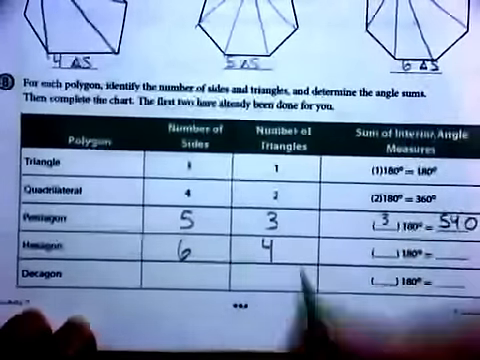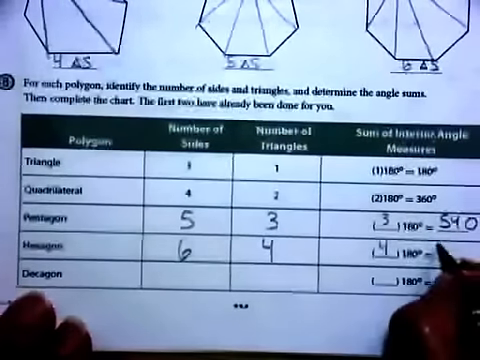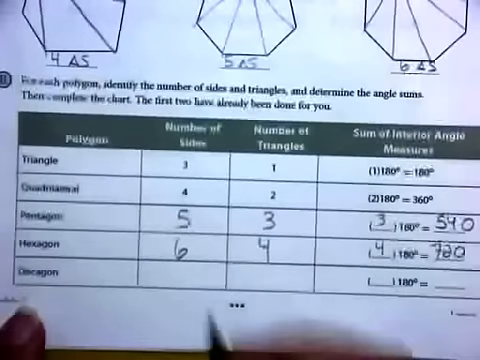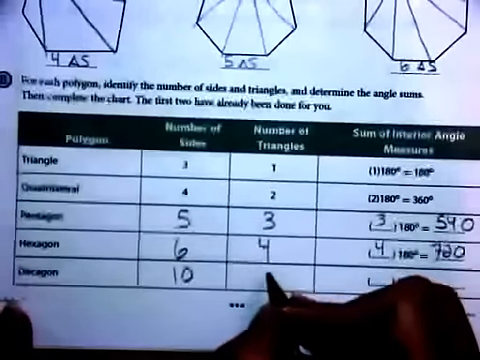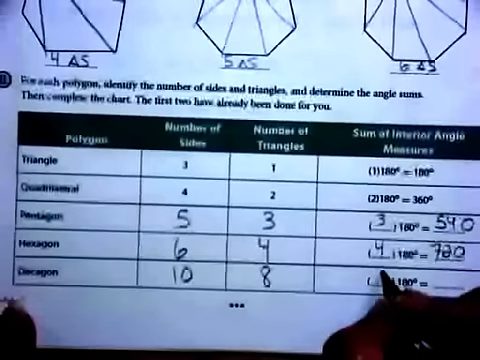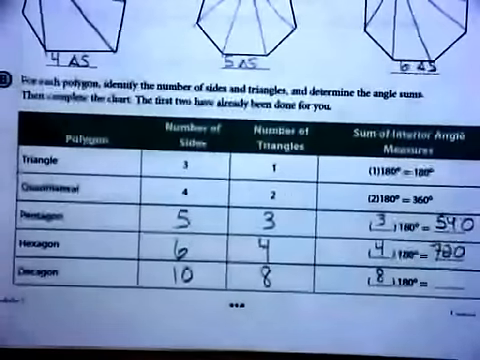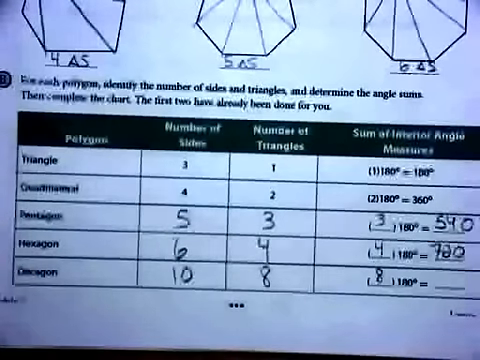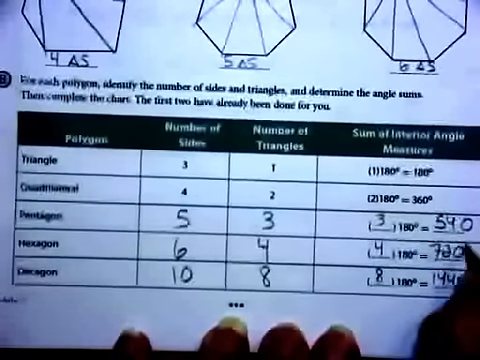A hexagon has 6 sides. I can break that down into 4 triangles. So that would be 4 times 180, giving me 720. And we didn't draw a decagon up here, but I'd hope that you'd notice the pattern here. The number of triangles is always 2 less. So that would be 8 times 180. And where's my handy dandy calculator? 8 times 180 is 1440.